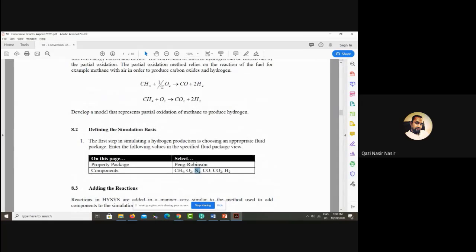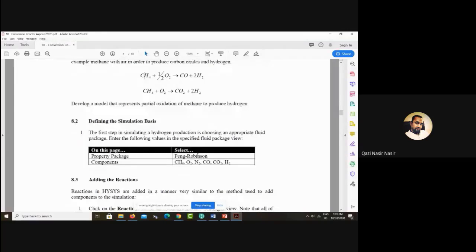Any idea? Why are we adding nitrogen in the components? They are not used inside the reactions. Yes, because it's an inert gas. Yes, that is the reason.